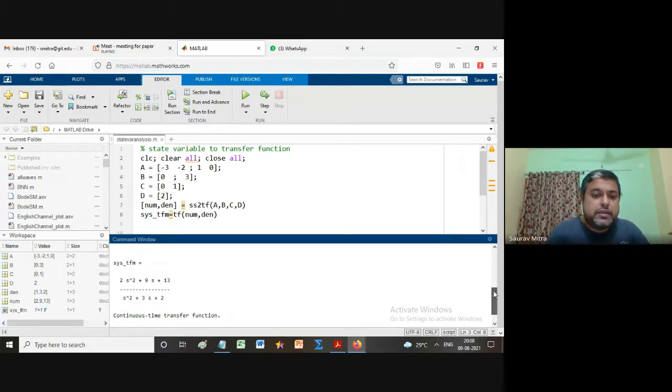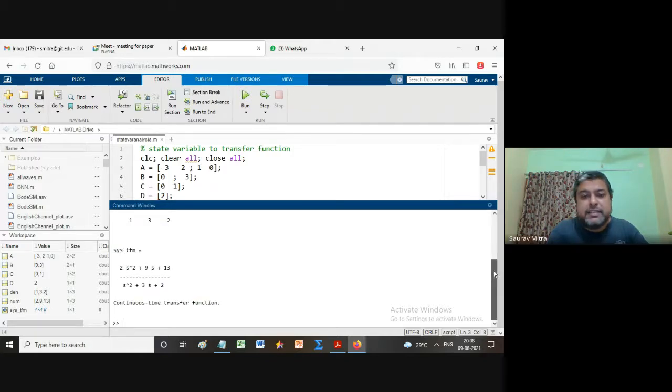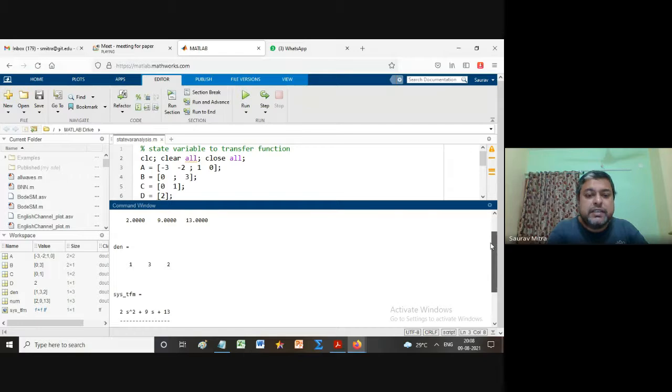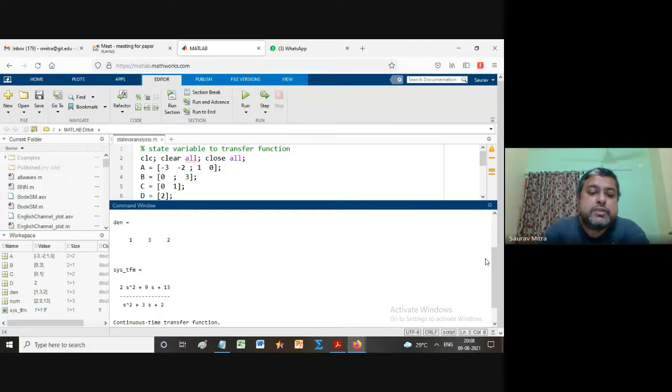Is it understood how it looks? If num_den is given, num is 2 9 13, that comes to 2s square plus 9s plus 13, and the denominator is 1 3 2, that comes to s square plus 3s plus 2.